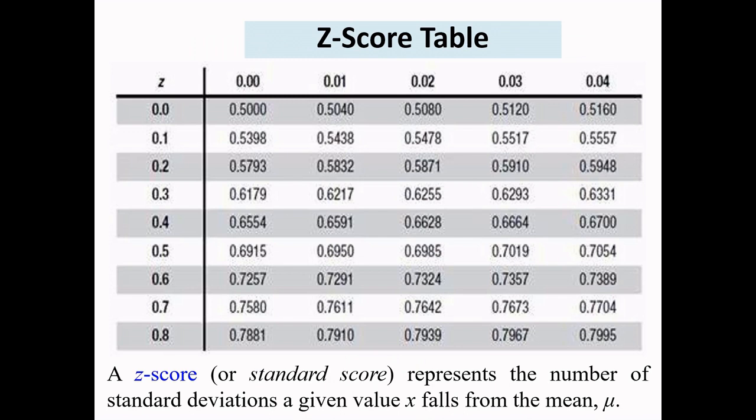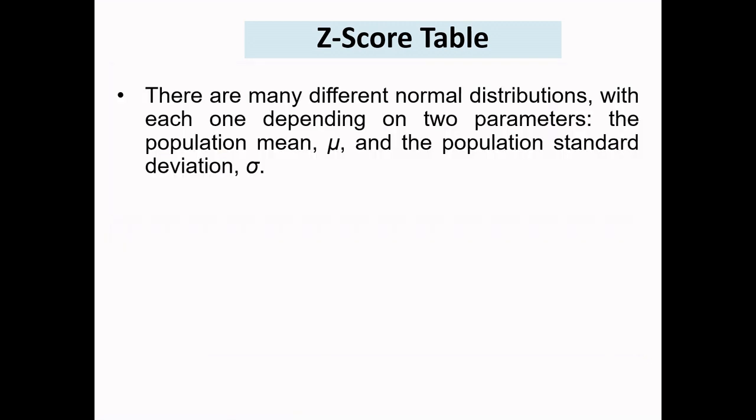You have been using a log table. This is like a log table, a Z-score table. A Z-score, or we call it a standard score, represents the number of standard deviations a given value x falls from mean mu, and that can be computed using this or looked up using a Z-score table. There are many different normal distributions, with each one depending on two parameters: the population mean mu and the population standard deviation sigma.